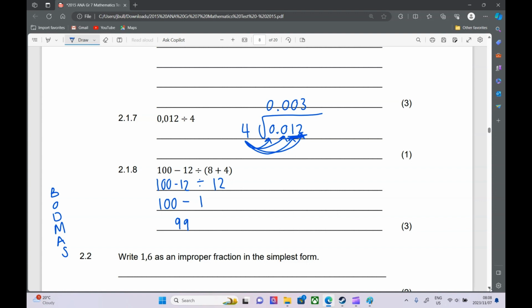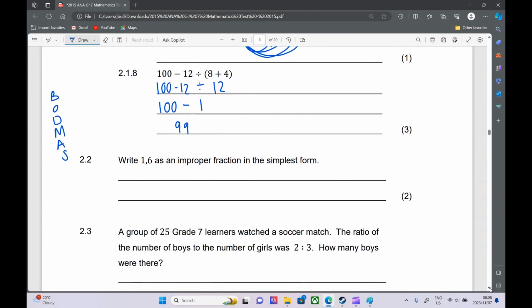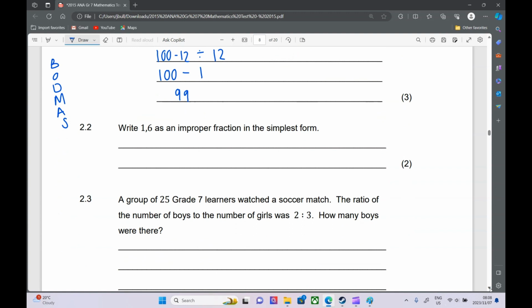Okay, write 1.6 as an improper fraction in the simplest form. So 1.6, if you said 16 divided by 10, you would get 1.6. You can always put these over a 10 or 100, something like that. So here I would say this is 16 over 10. Sometimes if it's a bigger number, it has to be over 100. So this is the improper fraction. They want it in the simplest form.